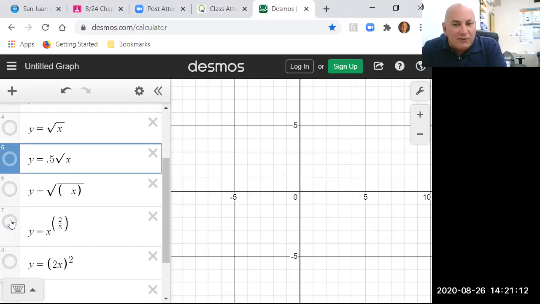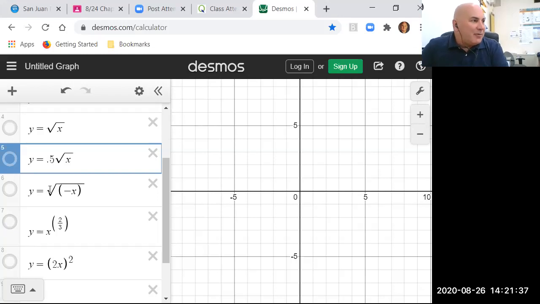Now, we should also have learned that if you take a function and replace x with a times x, you're going through the x's faster, so it's going to compress your graph horizontally. Think of it this way. If you're driving to Reno, if you drive twice as fast, it's only going to take you half as long.